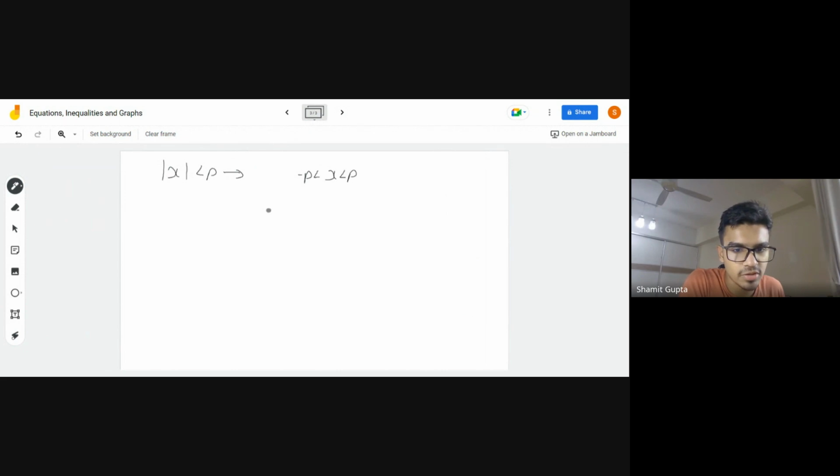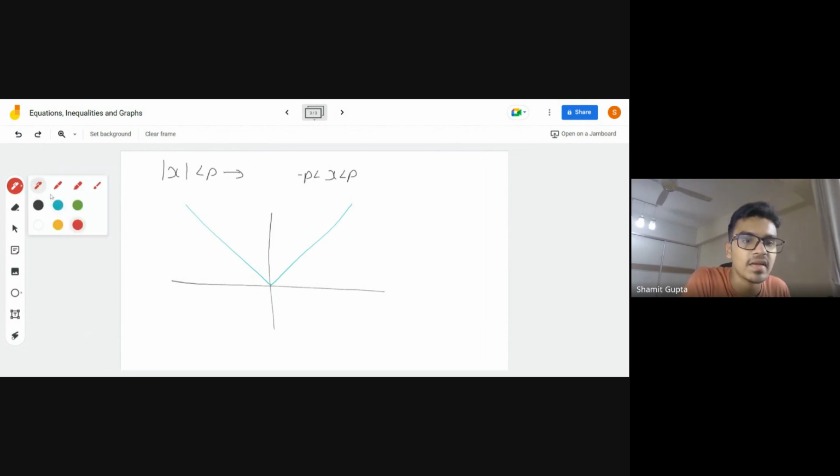Let me draw the graph of modulus x for you. Notice the left-hand side and right-hand side are reflections across the y-axis. Now you might be thinking, Shamet, I thought that there were supposed to be reflections across the x-axis. Yes, but the negative part of modulus of x.